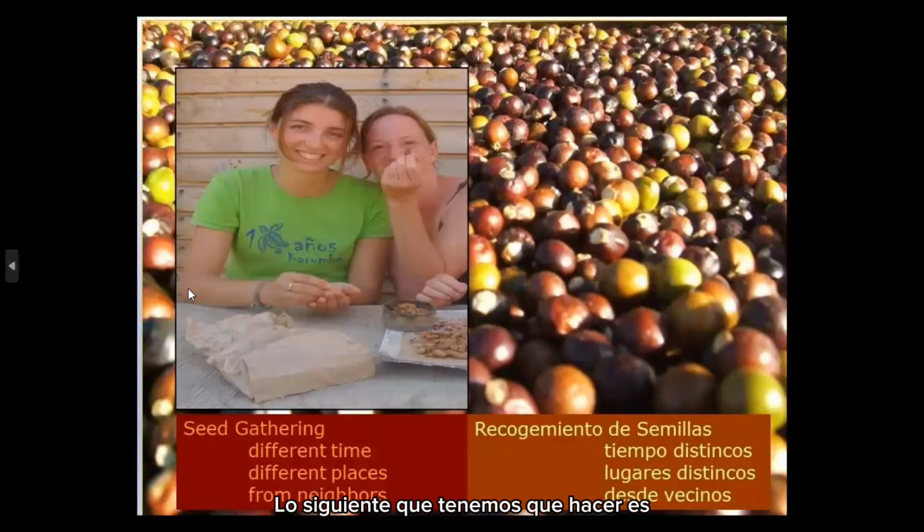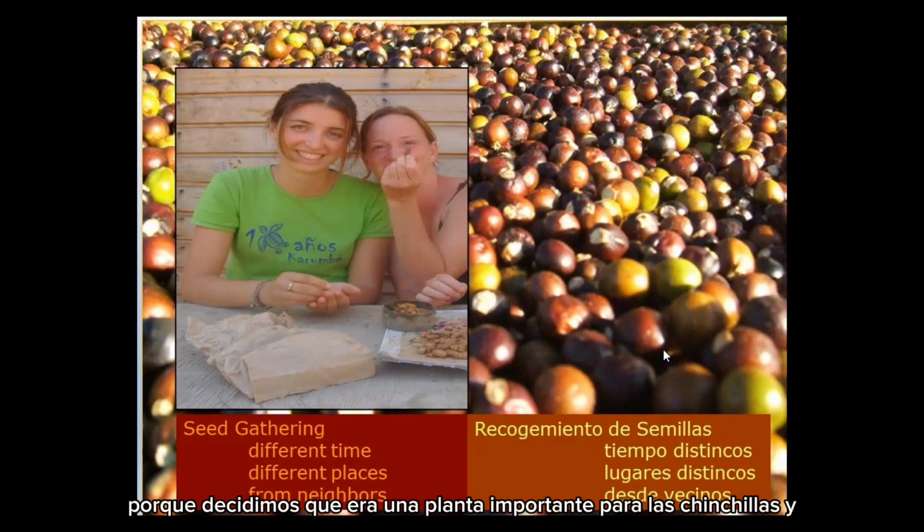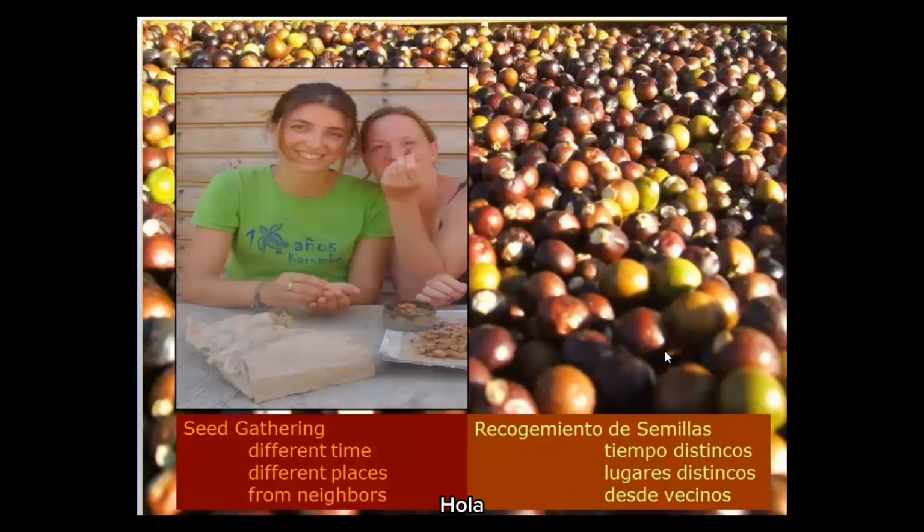The next thing we needed to do is, once we figured out what plants they liked, we needed to gather seeds. And when you gather seeds, you want to get seeds from different areas, and you don't want to take all the seeds from one area because that's a food source for an animal. So we gathered lots of Rumpiato seeds because we decided that was a plant important to the chinchillas, and other seeds also. The seed pod that I'm holding, this is a volunteer that was with us from France.